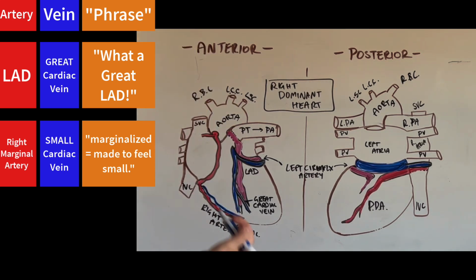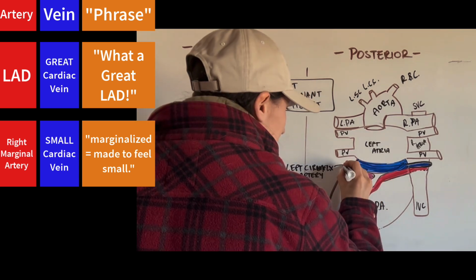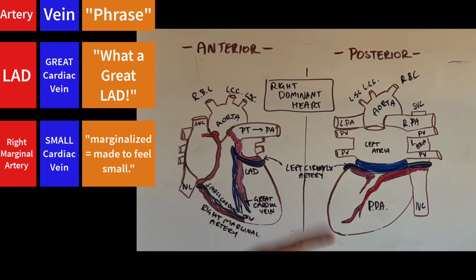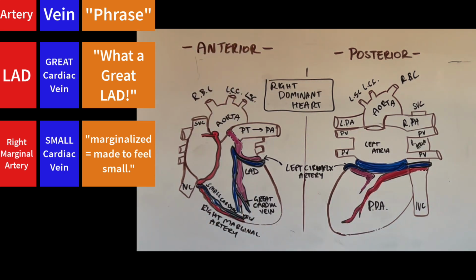Small cardiac vein is also going to loop around to the back side. Goes into that structure I haven't mentioned yet. Hopefully some of you know what it is. There's one more vein that is related to these arteries, and then there's another vein that's not as related to these arteries that I'll mention, and then we'll be done.